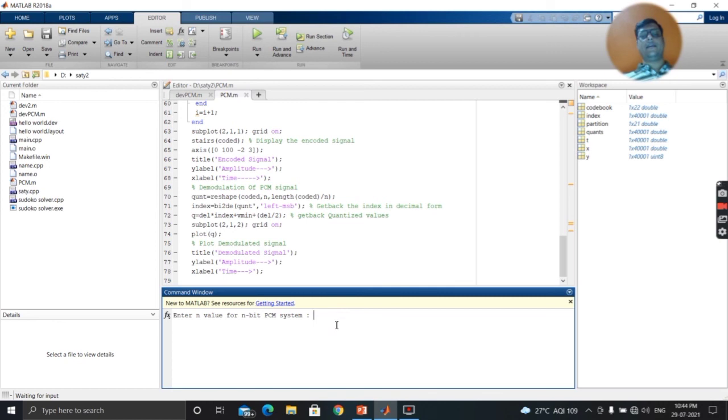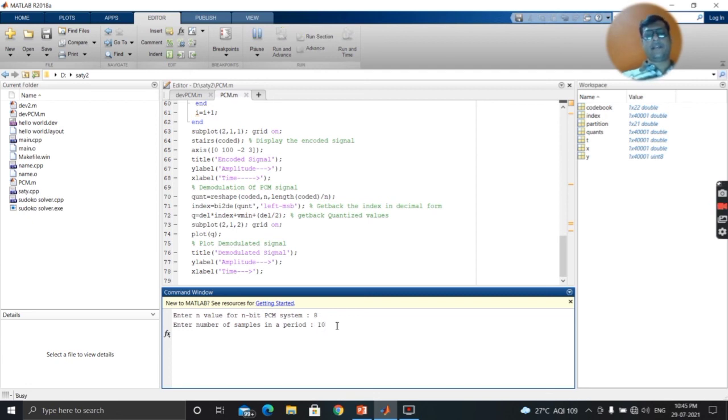Here it will ask what is the n value of the n-bit PCM. If the number of bits is more, the error will be less. Remember that, because the number of levels is going to increase. In order to minimize the quantization error, your number of levels must be high. So here I am using n equal to 8. And enter the number of samples in a period. It can be 10, to identify the positions. So let it be 10.